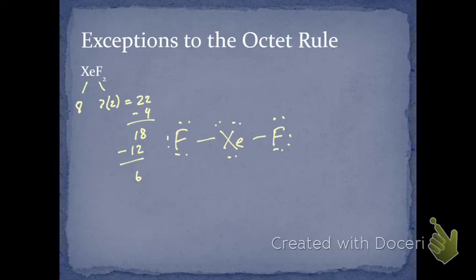So remember the steps: we put the bonding electrons in first, then we fill the terminal atoms, and anything remaining we just throw on the central atom. And this one happens to disobey the octet rule.